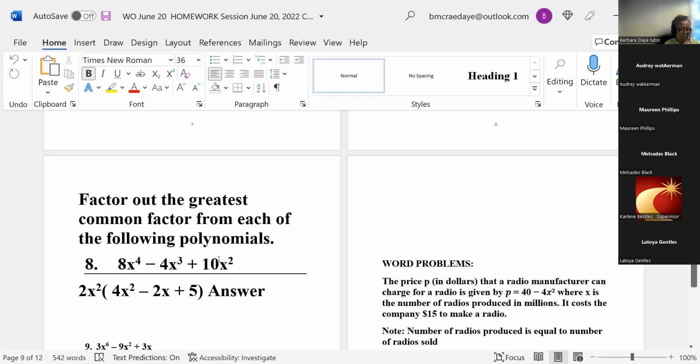Okay, you just factor out the common factor. 8, 4, and 10, the common factor is 2. And then you just take the powers. x to the second times x to the second gives x to the fourth. x to the second times x gives x to the third. And this one already had x to the second, so it'd just be the number 5. Questions?